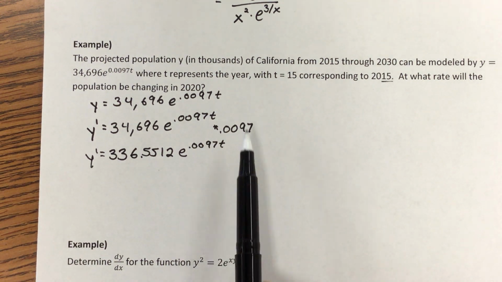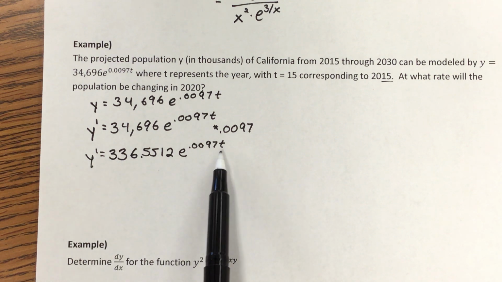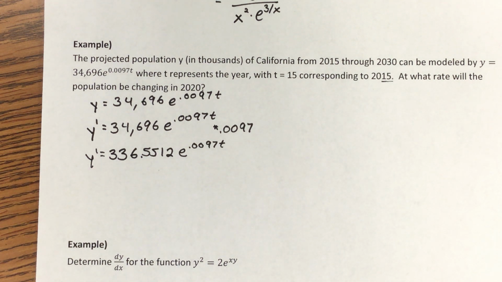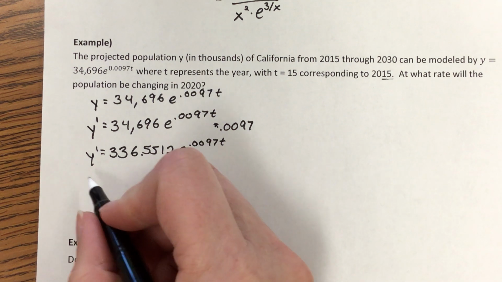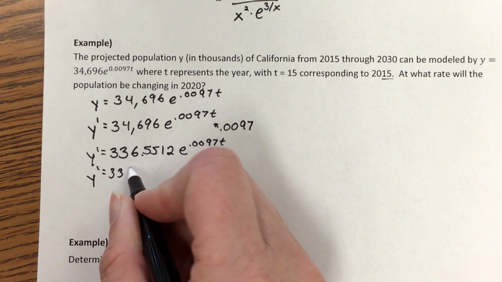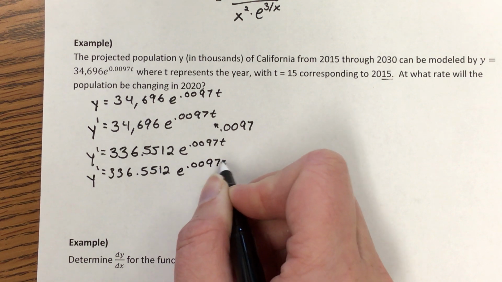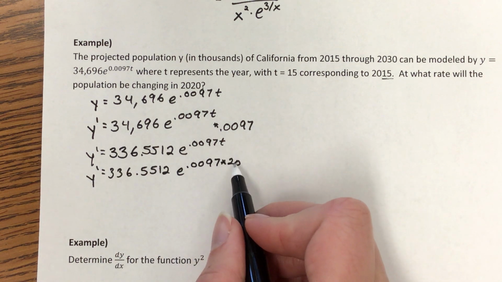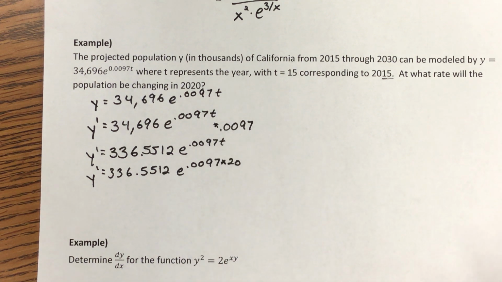Use a calculator to multiply that decimal times this 34,000. So this is the rate of change of the population at any time t in our domain, and our domain is 2015 through 2030. We want to know what is the rate of change of population in 2020, which means t would have to equal 20. Y prime equals 336.5512 e to the 0.0097 times 20. Notice that this multiplication happened in line with this. This multiplication is multiplied times the exponent, okay, because that t was part of the exponent.